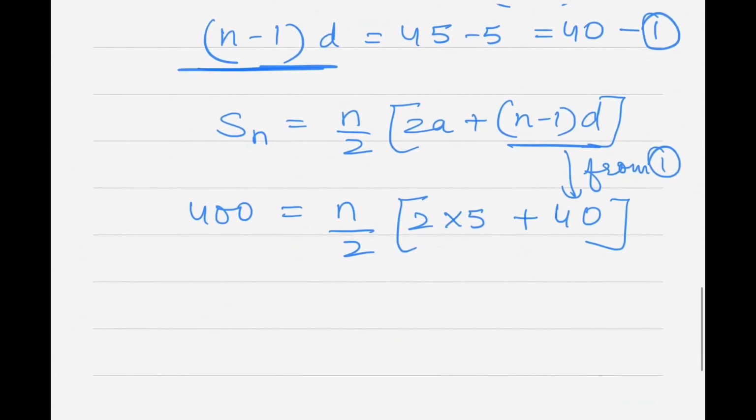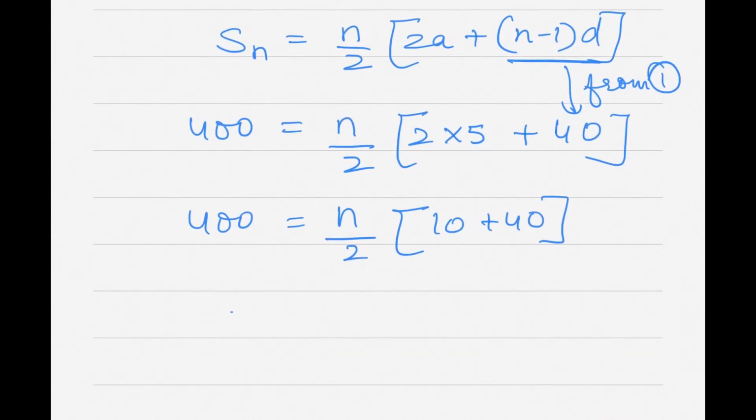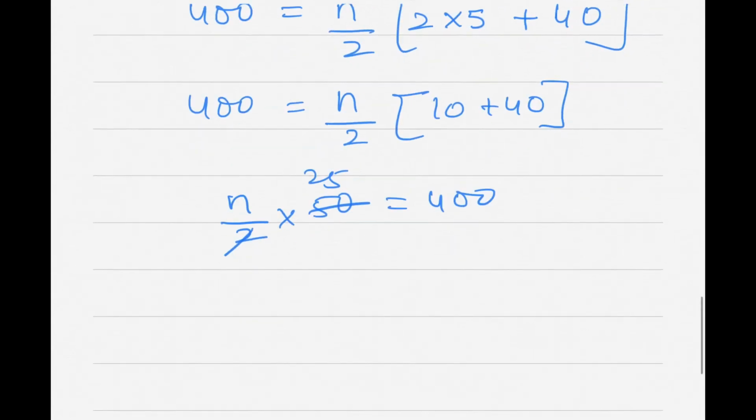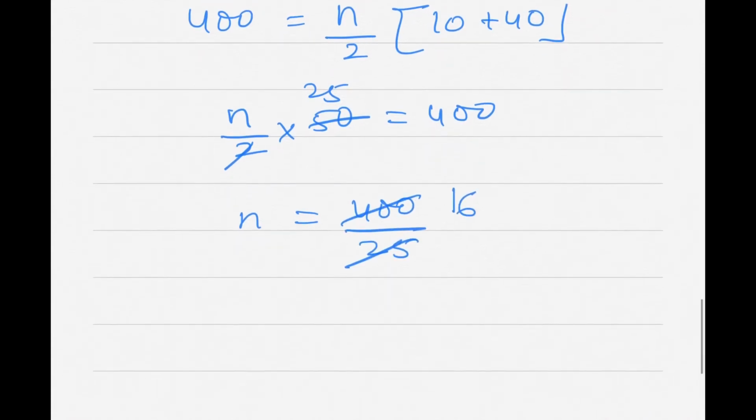Okay, so now this becomes 400. I'll write down like that for now. So n by 2, and this is equal to 10 plus 40. So this becomes n by 2 into 50 is equal to 400. So this is equal to 25, and I get n is equal to 400 by 25. So 16 times, right? So n is equal to 16 here. So I got my n.